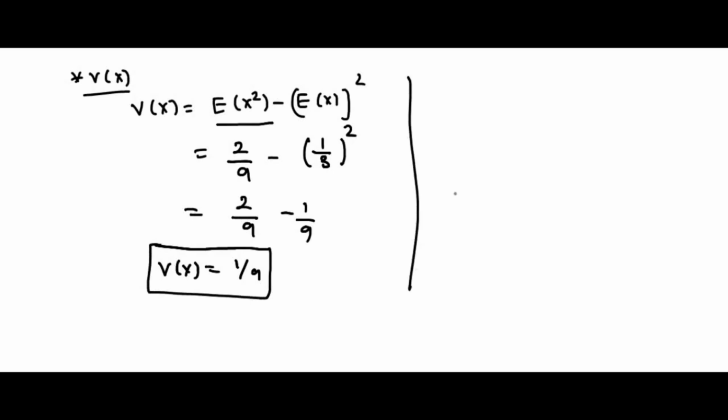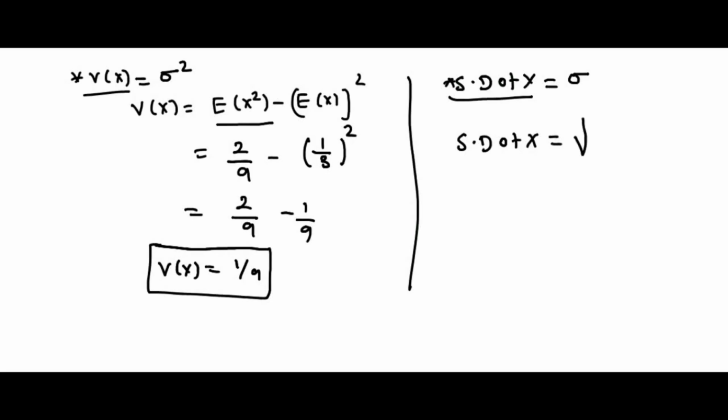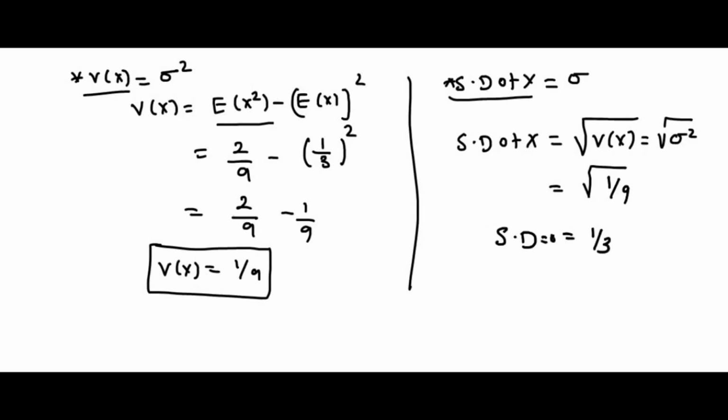Similarly, I am going to find the standard deviation of capital X. How to find the standard deviation? It is denoted by sigma. Variance is denoted by sigma square. So the standard deviation of the random variable capital X is the square root of the variance of x, that is equal to the square root of sigma square. What is the variance of x? That is 1 by 9, and if we take the square root outside we get 1 by 3. So this is the standard deviation answer, that is equal to sigma.